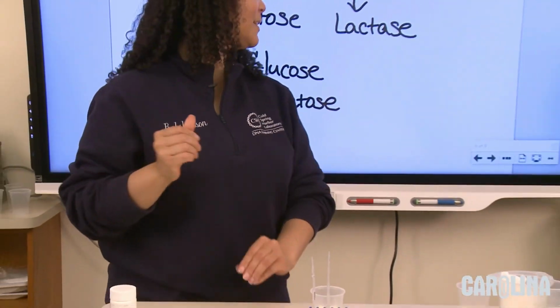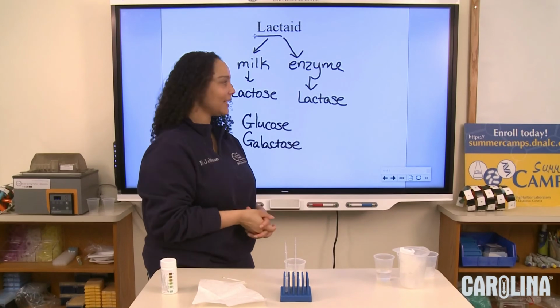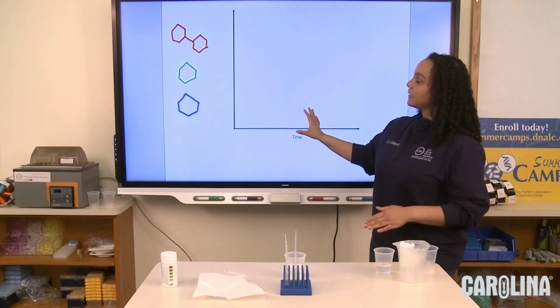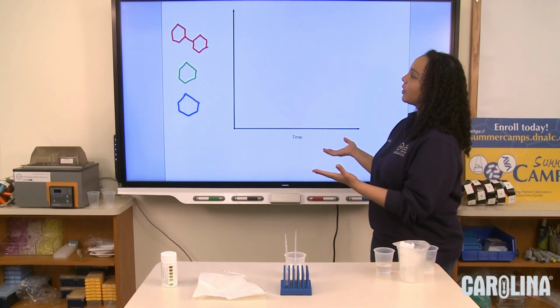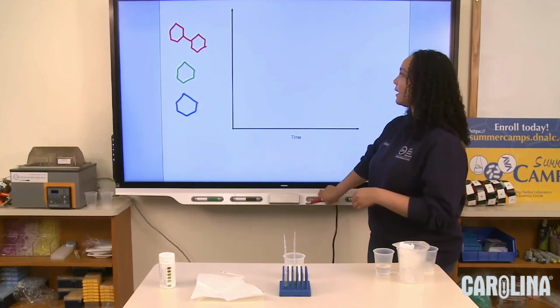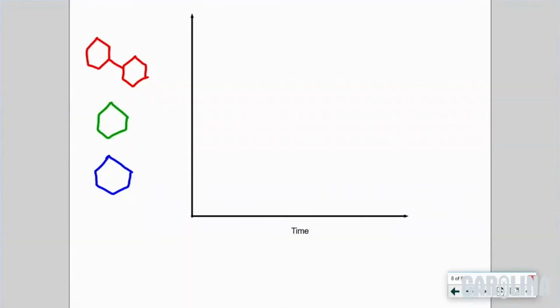So, final question to make sure you understand everything that we've done today. This is an example chart that we're going to use to talk about the concentration of lactose versus glucose. As you remember, lactose was the double-ringed sugar, the larger sugar. We can say that the green is galactose, and the blue is glucose.